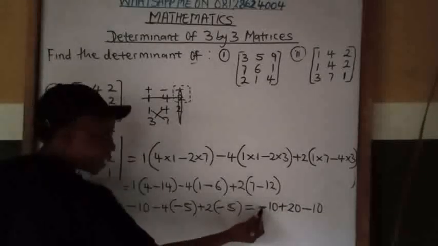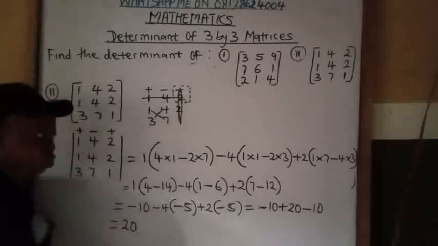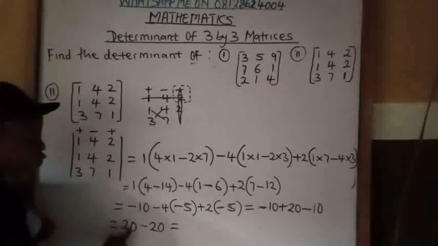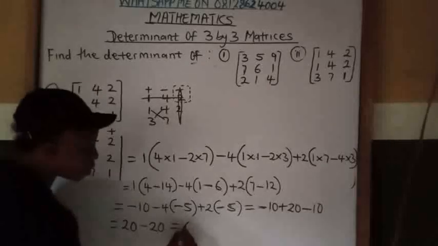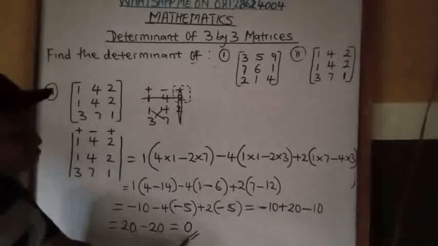You are owing someone 10 naira, you are owing another person 10 naira. So your debt will be what? 20 naira. That is minus 20. So 20 minus 20 will give us 0. So the final answer is equal to 0.